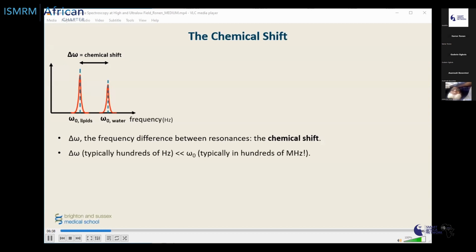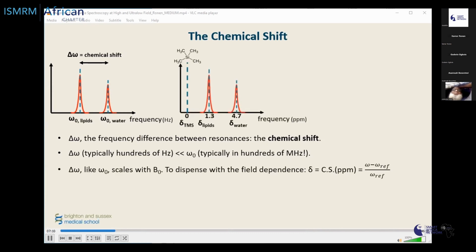And you have to realize that those chemical shift differences are typically on the order of hundreds of hertz if you're measuring on a clinical scanner, and much less than that if we're measuring at a low field scanner. But just to give you an idea, the resonance frequency itself is in the hundreds of megahertz. So we have a six order of magnitude difference between the actual resonance frequency and the differences in frequencies between, for example, the resonance of lipids and the resonance of water.